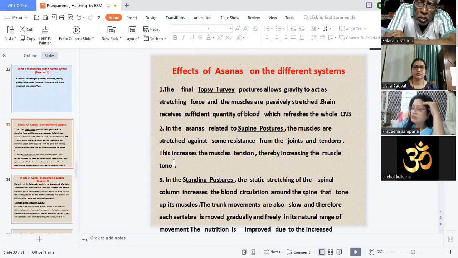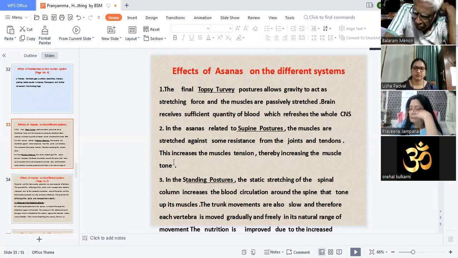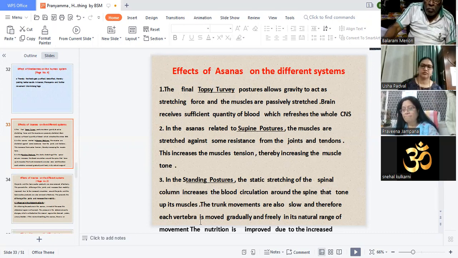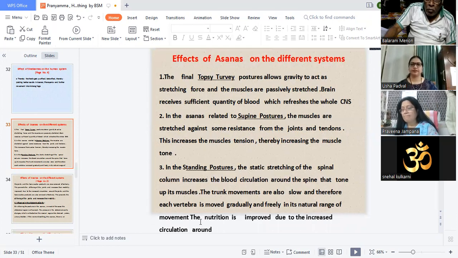In the standing posture, the static stretching of the spinal column increases the blood circulation around the spine that tones up its muscles: the back muscles, the muscles lying at the clavicular level, the muscles near the lumbar spine. The trunk movements are also slow and therefore each vertebra is moved gradually and freely in a natural range of movement. The nutrition is improved due to the increased circulation around.